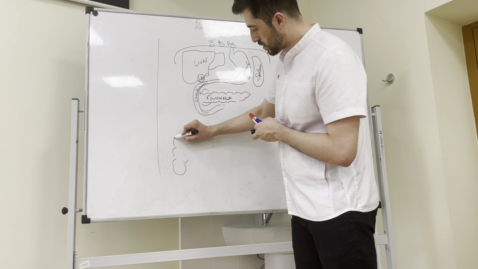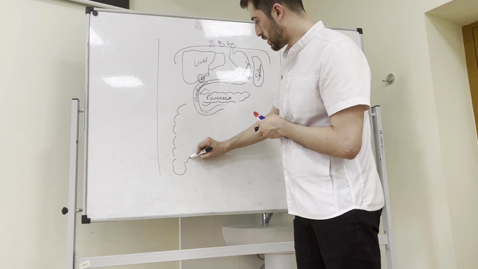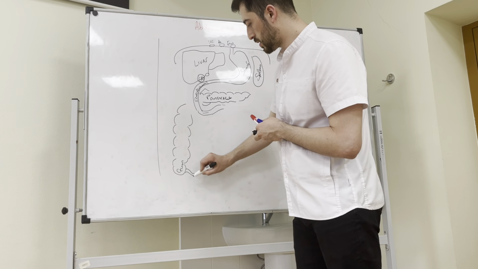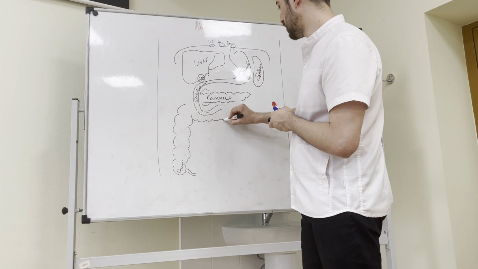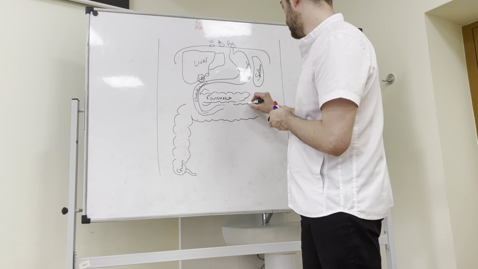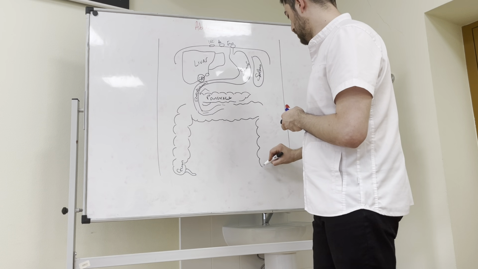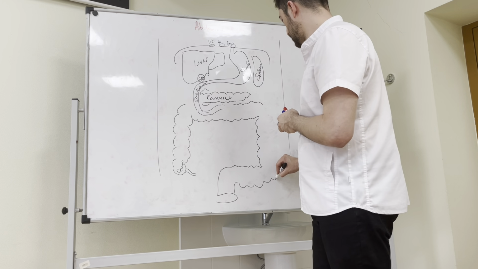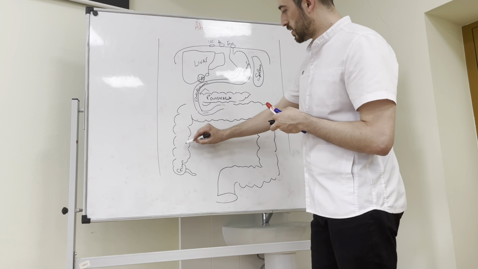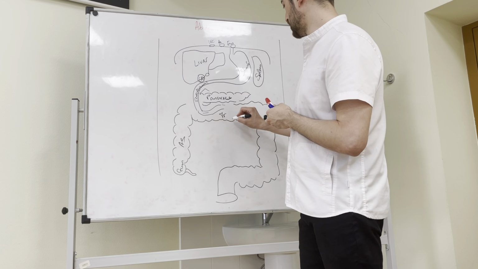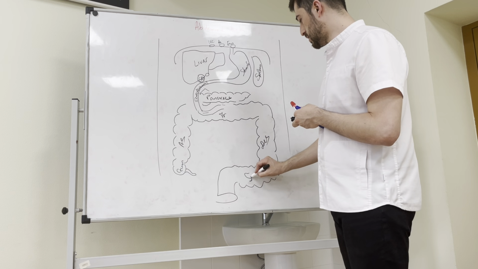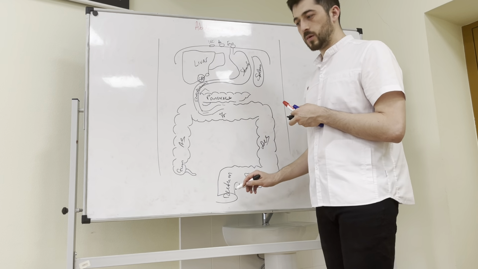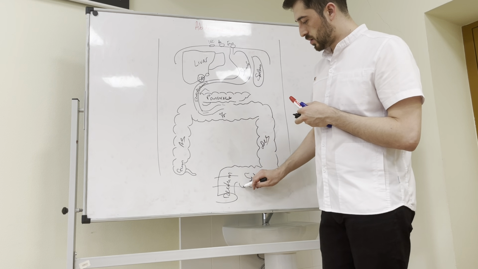Which organs? Ascending. Yeah, this is ascending. Here's the second, and this is the appendix, and this will be transverse. Yeah. And sigmoid here. This is ascending, this is transverse, this is descending, this is sigmoid, this is rectum. And how many parts in the rectum? 3. What are they? Superior, medial, inferior.